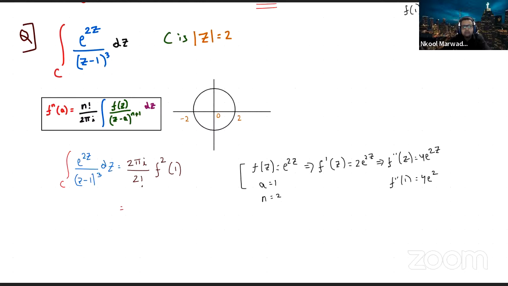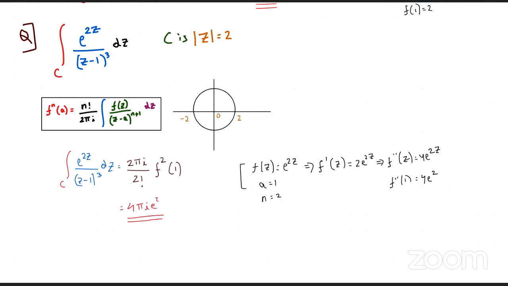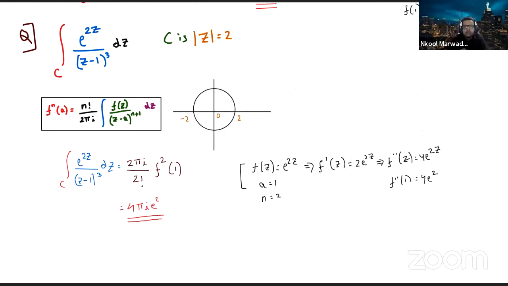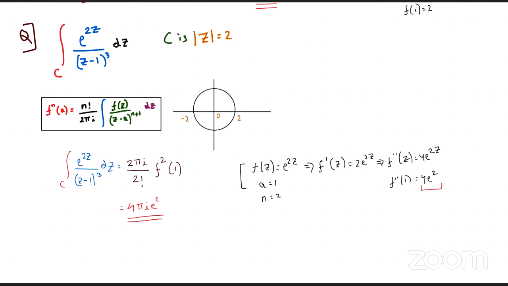Now see what it will be. 2 will cancel. So 4 pi i e square. Instead of the double derivative I can write 4e square. So here I can plug in 4e square, and this 2 is cancelled.